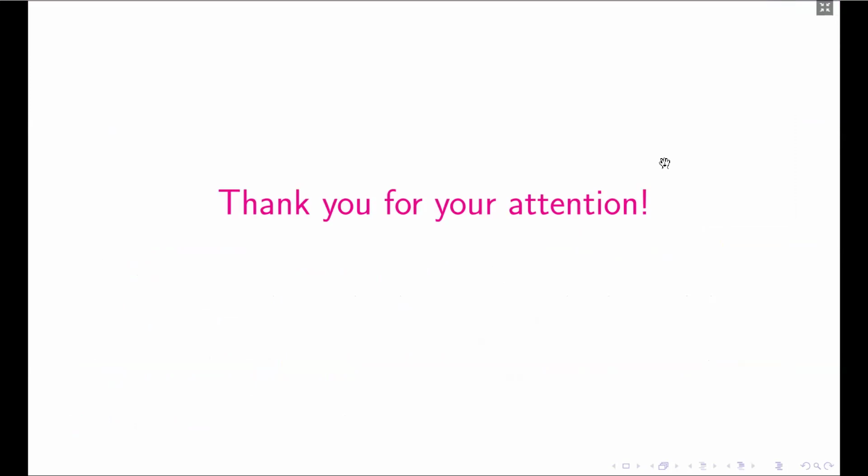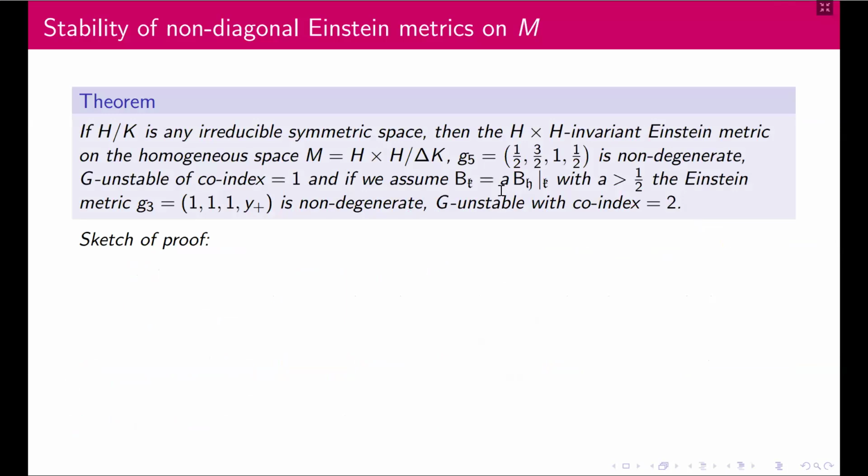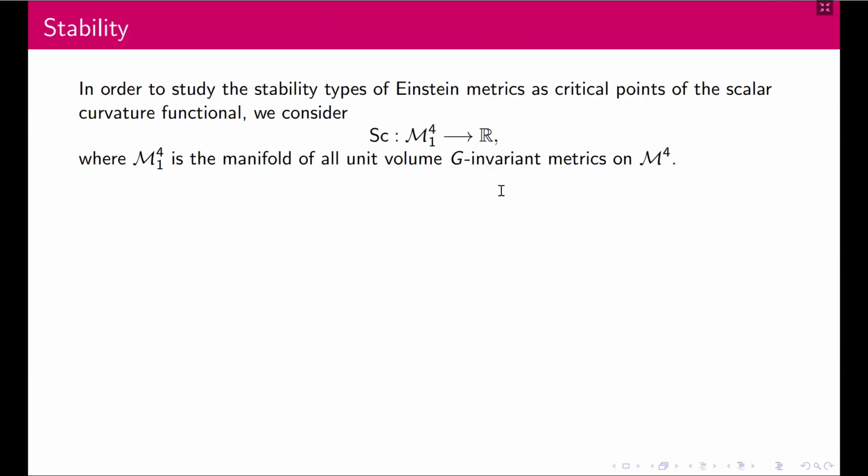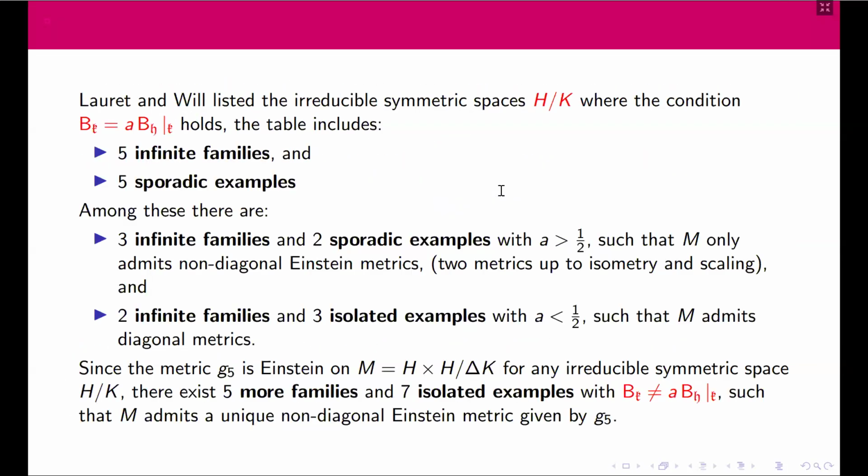I have a question. Among the irreducible symmetric spaces, you have families and also isolated cases, right? Usually exceptional groups are always involved. Have you noted any difference about stability or something about these two different types?